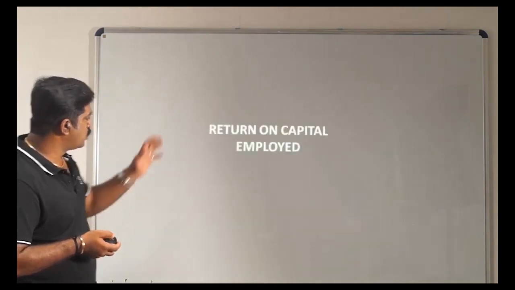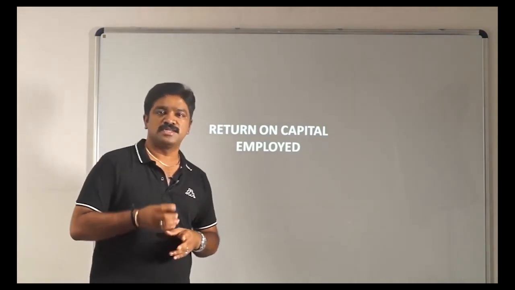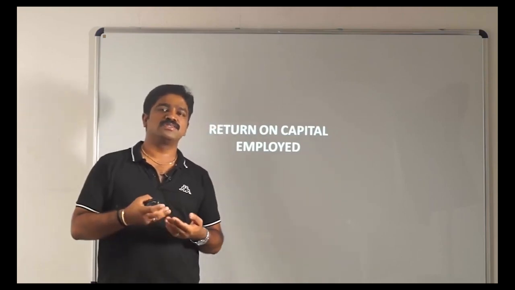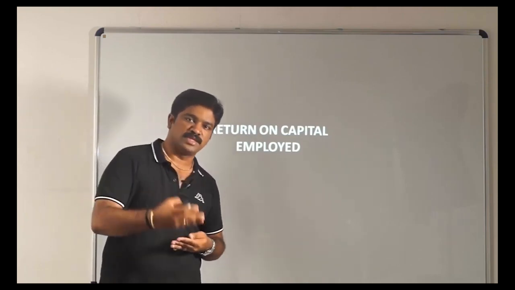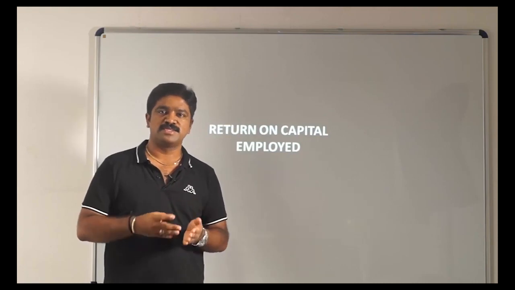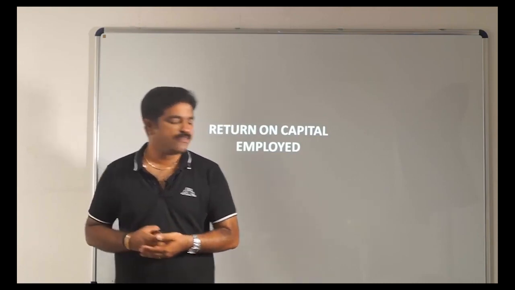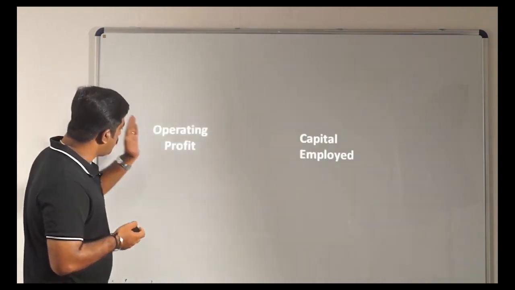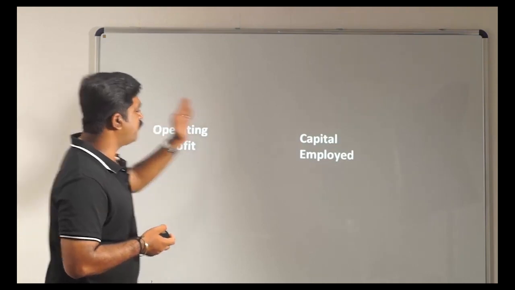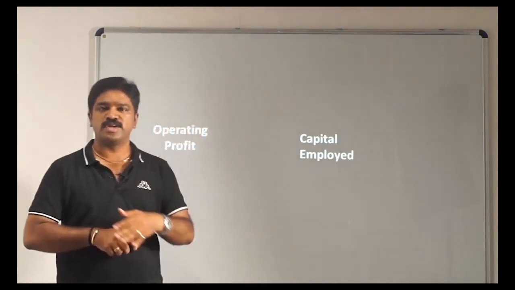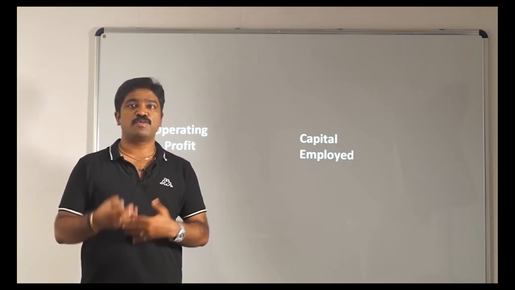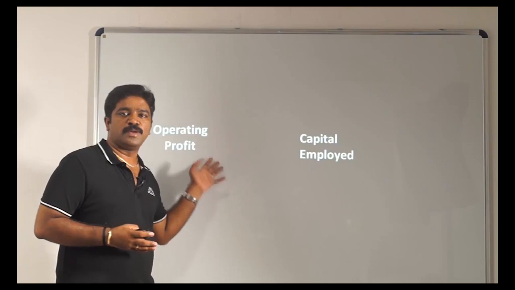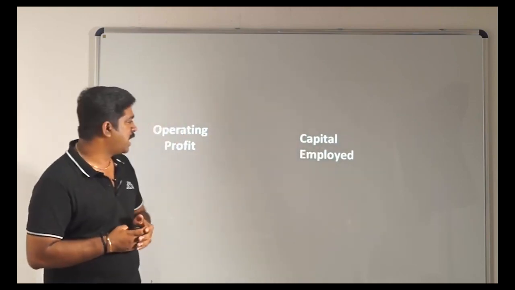Next, we'll move on to the second set of ratio, that is return on capital employed. The first one is return on asset, where the focus is on comparing the profits with assets, where we have taken the current assets, then non-current assets, and we have excluded fictitious asset. Here in return on capital employed, we are going to compare the operating profit with capital employed. In return on assets, we didn't have clarity as to which profit should be taken, whereas in return on capital employed, we have clarity that operating profit should be compared with capital employed.